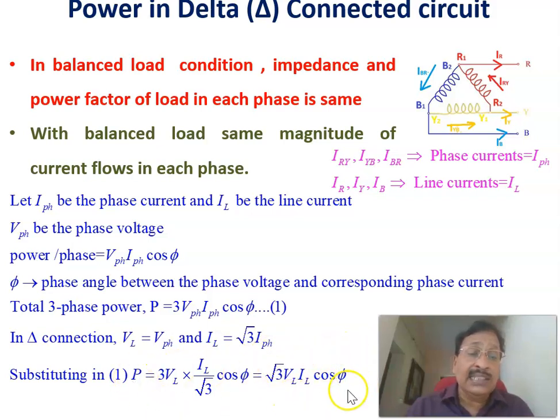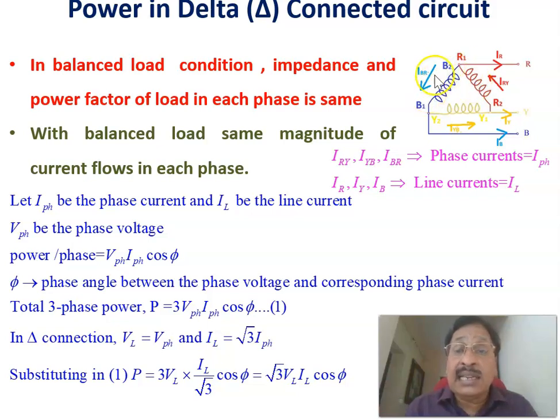And again, the active power equation is root 3 VL IL cos phi. Of course, the reactive power equals root 3 VL IL sin phi, and the apparent power equals root 3 VL into IL, same as in the case of a star connected load. Therefore, this is the equation for the active power, root 3 VL IL cos phi, where VL is the line voltage, which is the same as the phase voltage in delta connection, and IL is the line current, which is equal to root 3 times the phase current.